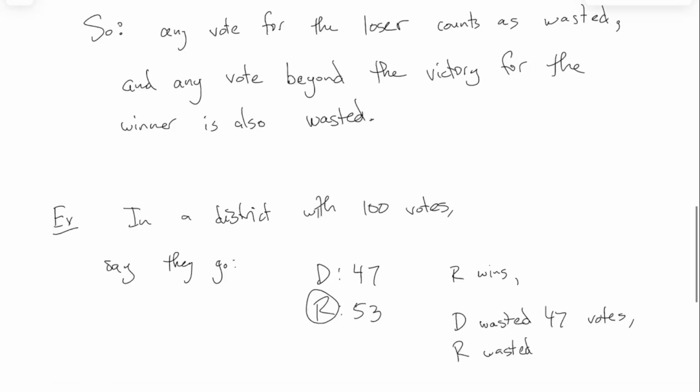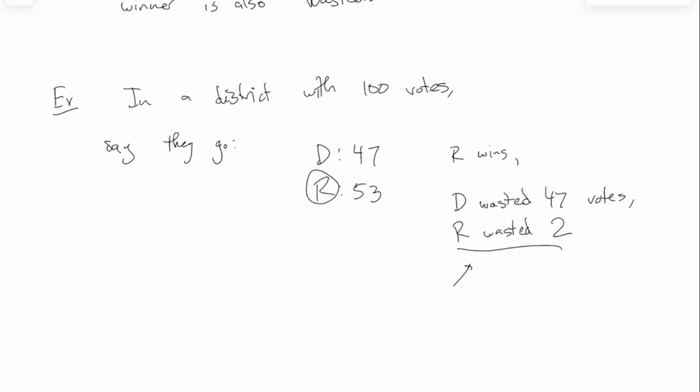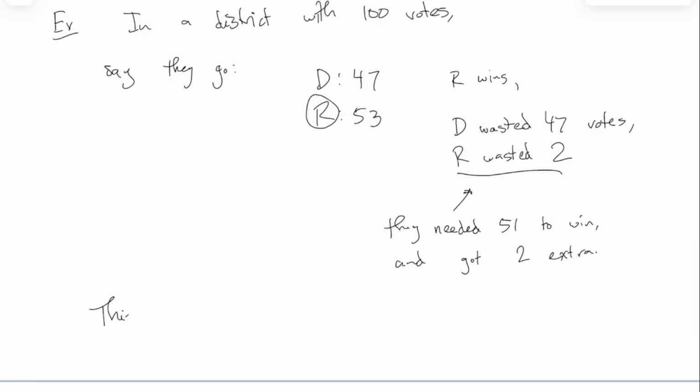So R wasted 2, and this is because they needed 51 to win, and they got 2 extra. All right, so in this case, this district is a fairly close one, right? Like, this is not a packed district. This is a district which has fairly close to even numbers. And what happens in this kind of district, so this was not a packed district.